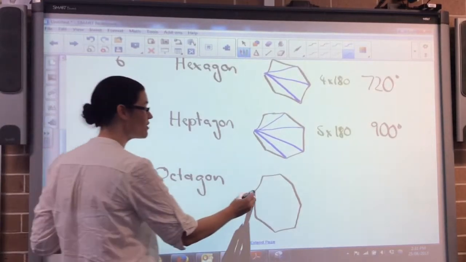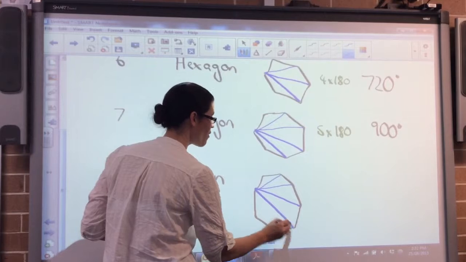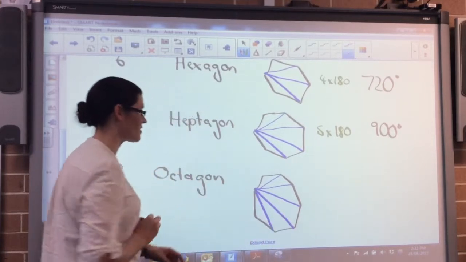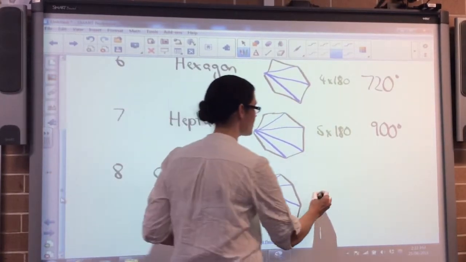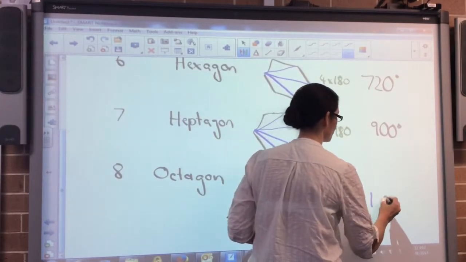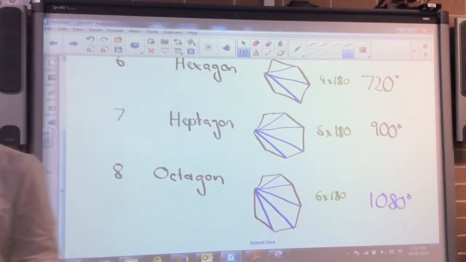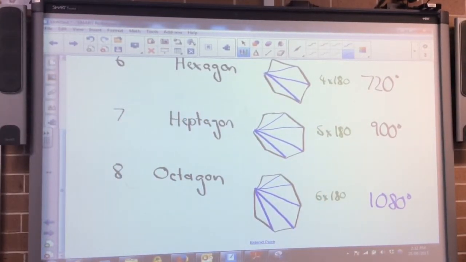Okay, so let's put it into triangles again. 1, 2, 3, 4, 5, 6. 6 times 180 is 1,080. Now we could keep drawing them.